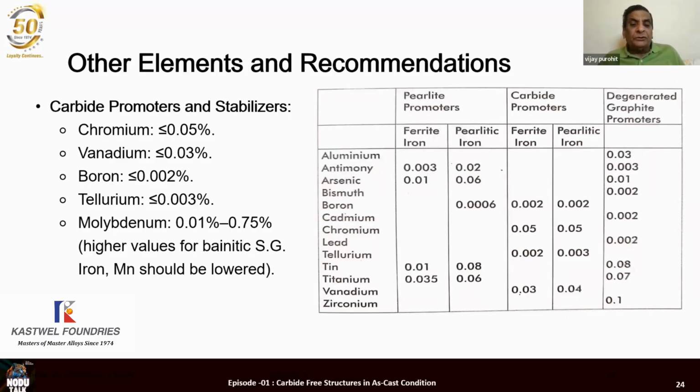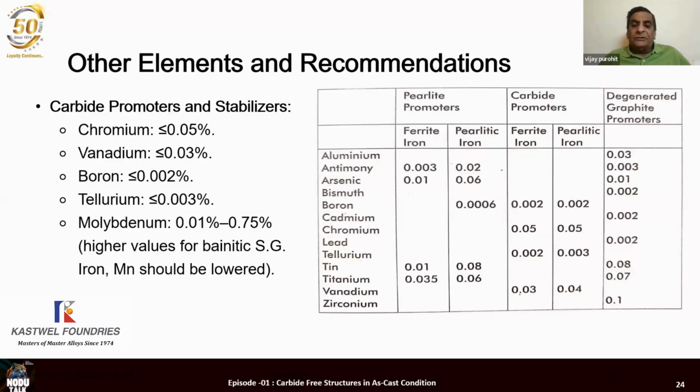Tellurium less than 0.003. Where does tellurium come from? Sometimes we use tellurium coated CE cups in the foundry. And after the cup is over, you take that very cup and put it in a furnace. That's where the tellurium in the metal comes from. All the CE cups should be buried in the ground outside the foundry. No other bit of this cup should go into the metal in the furnace. Molybdenum 0.01 to 0.75 depending upon what grade of casting you are making.